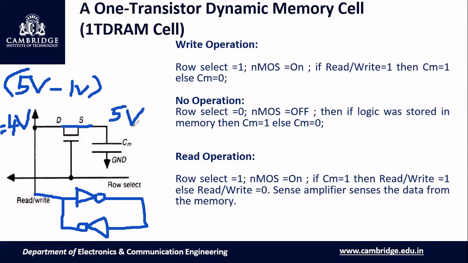It may be 4 volts also. It may become 3 volts also. If you have 4 volts, you'll get 3 volts here. If you have 3 volts here, you'll get 2. So let us assume that we got 4 volts or even less than that. So you got some 3 volts, let us assume. Because of the parasitic capacitance, some charge might have decayed.